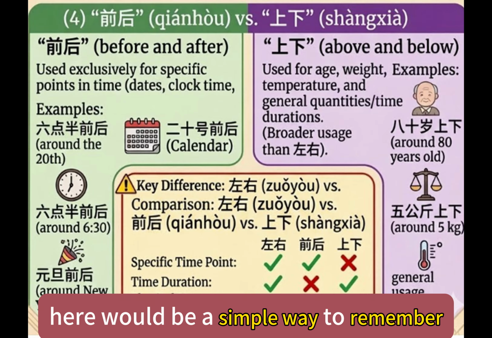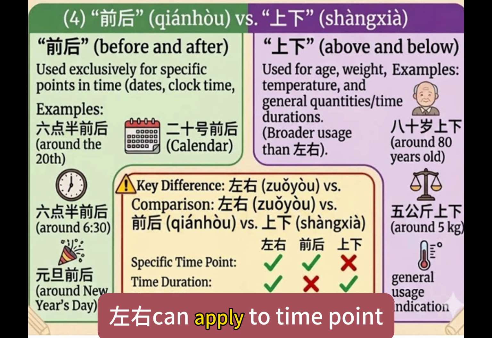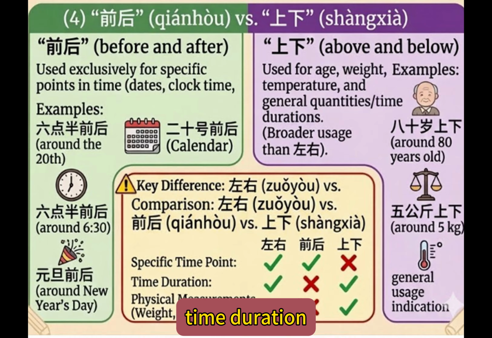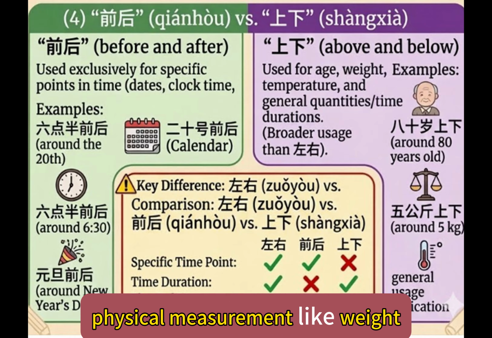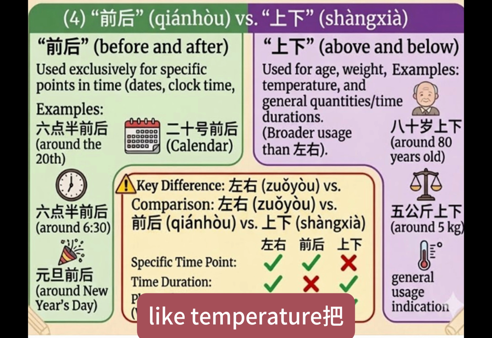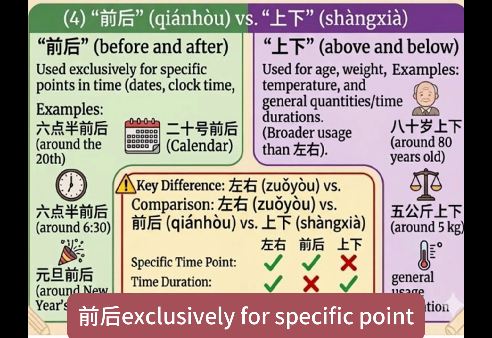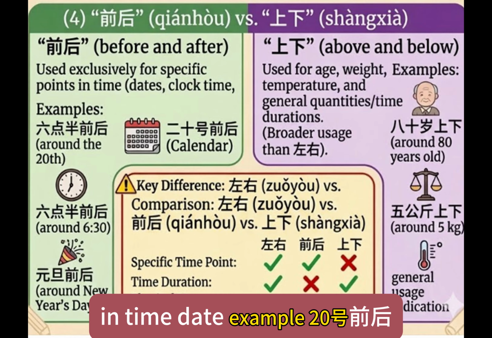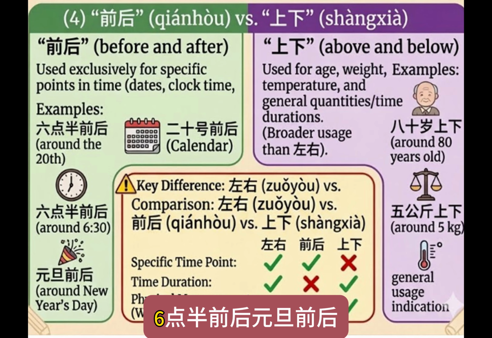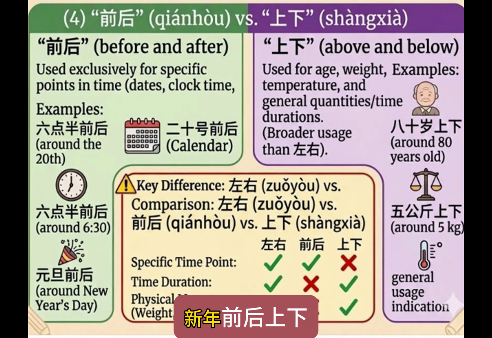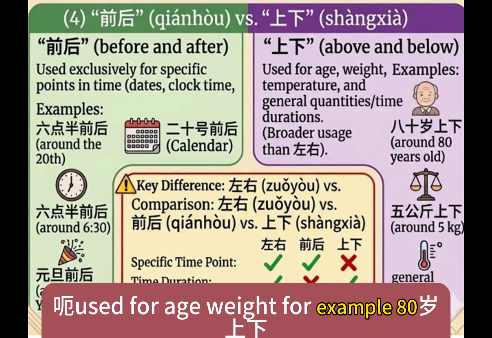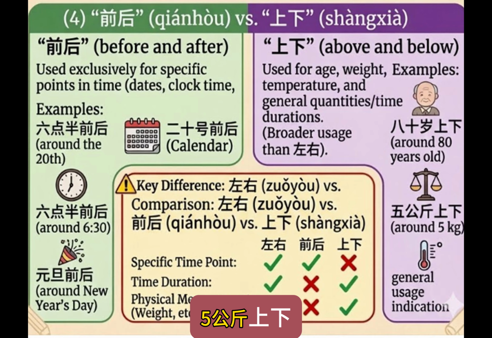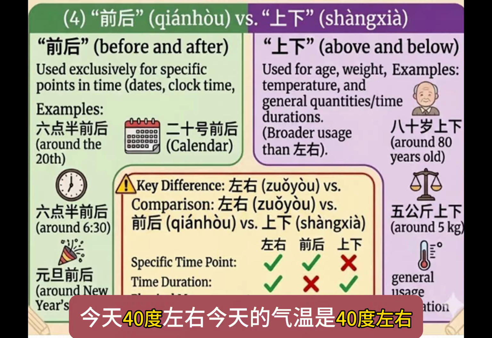Here is a simple way to remember. 左右 can apply to time points, time duration, physical measurements like weight, and temperature. But 前后 is exclusively for a specific point in time. Date examples: 20号前后, 6点半前后, 元旦前后, 新年前后. 上下 is used for age and weight, for example 80岁上下, 5公斤上下. 今天40度左右。今天的气温是40度左右。Today's temperature.